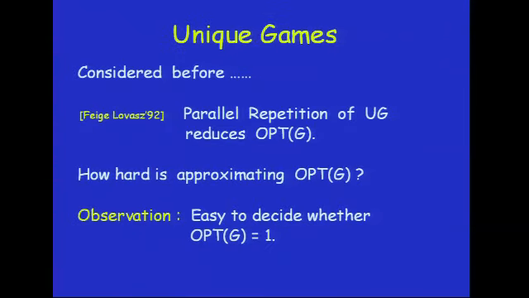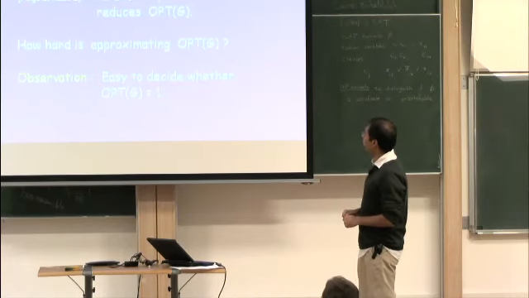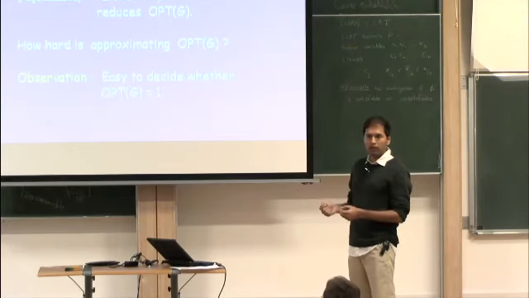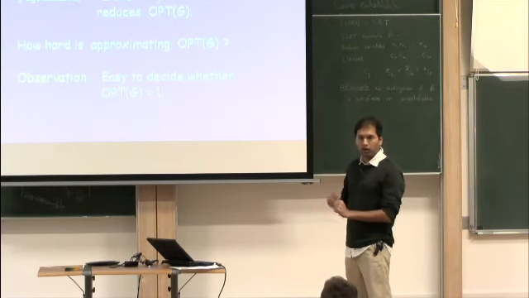Unique games were actually considered at least a decade before, in the context of parallel repetition, which I'm going to describe towards the end. The question we are interested in here is how hard it is to determine, or to approximately determine, the optimal value of a unique game. Now, it's easy to see that if the optimal value is 1, meaning there is a labeling which satisfies every constraint, you can definitely find it very quickly.